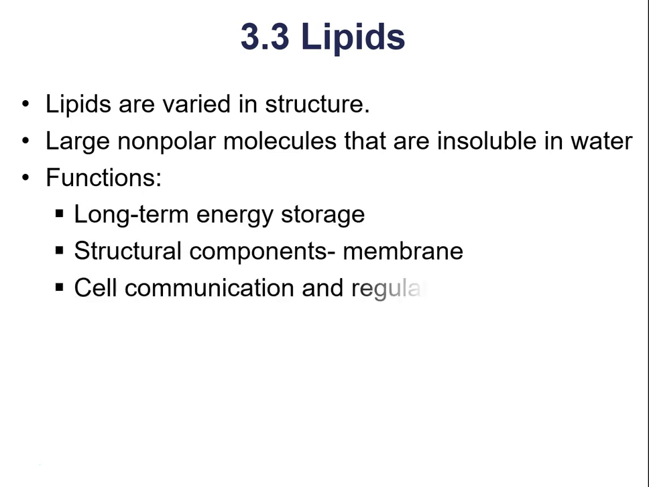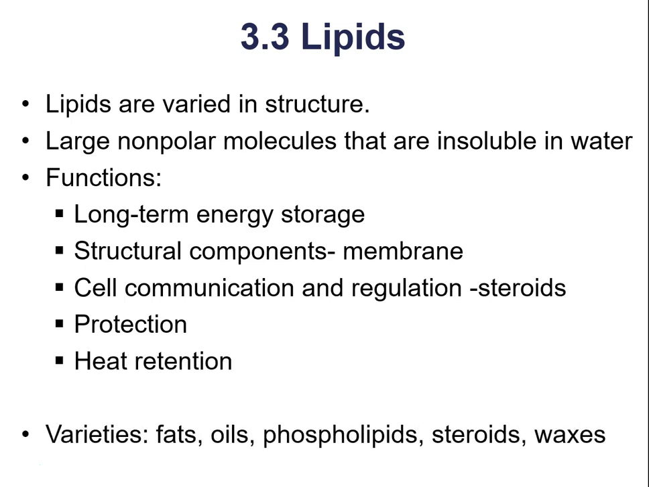In terms of function, there are a bunch of functions here. Long-term energy storage. If we think about fats in our body, we can store energy in the form of fat. The body can then break down fat to ultimately get ATP as well. Structural components, membrane: the plasma membrane of all your cells is made up of phospholipids, a special type of lipids. We'll talk about them.